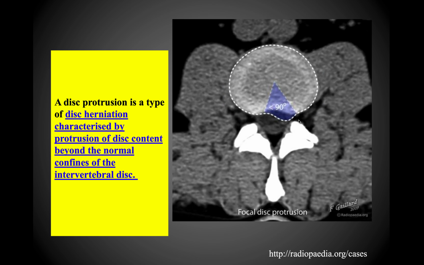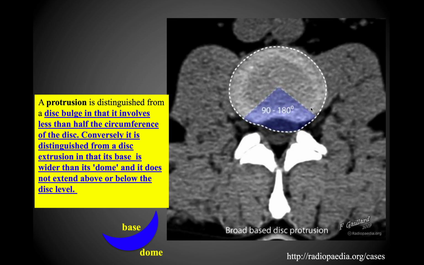Whereas the disc protrusion, as we talked about before, is going to be confined to the same level as the location of the vertebral disc. It's going to have a broad base, as is shown here, and then it's going to involve less than 25% of the total circumference of the IV disc. And so once again, you can distinguish the protrusion from a disc bulge in that it's less than half, but it's actually even less than that. Less than 25% of the circumference of the disc is involved.